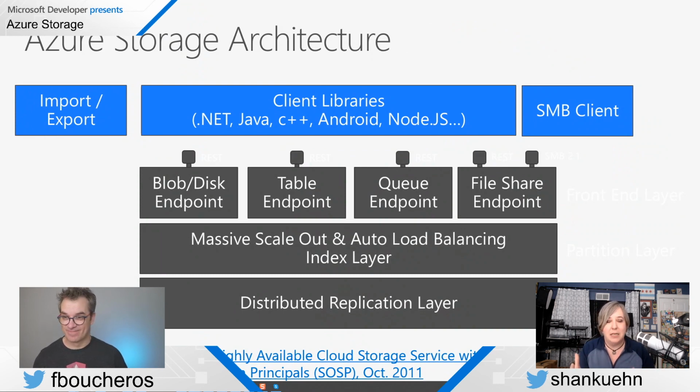And then the SMB client endpoints are there as well. Underneath there, you get all the different endpoints, right? Each storage account comes with a blob and disk endpoint, a table endpoint, a queue endpoint, and a file share endpoint, where whether or not you use it is up to you, but you get it by way of building out the storage account. Underneath that layer is the scale out layer, so to speak.